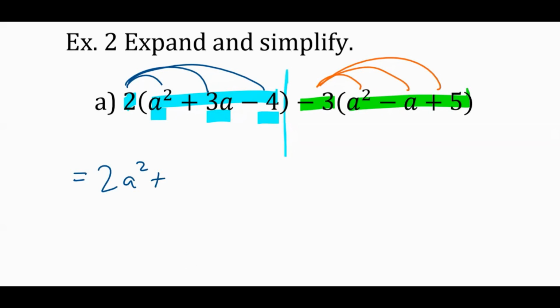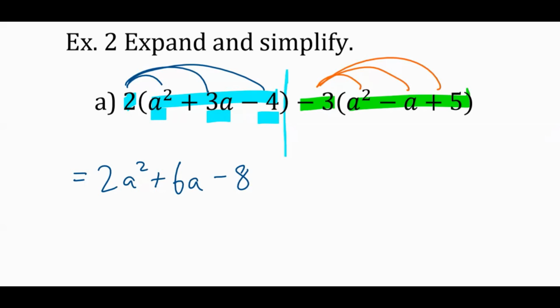2 times 3a. 2 times 3 is 6, so 6a. 2 times -4, -8. And brackets are gone. We don't usually use brackets in the next step. Some people like to because it kind of helps them organize their thinking. It's probably okay if you do that, but you don't need them. 2 times -4 is -8. I think it should be negative.